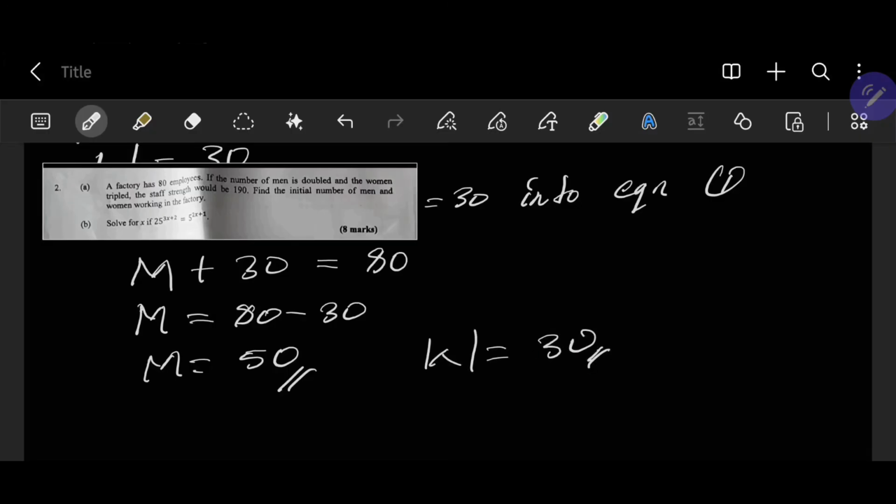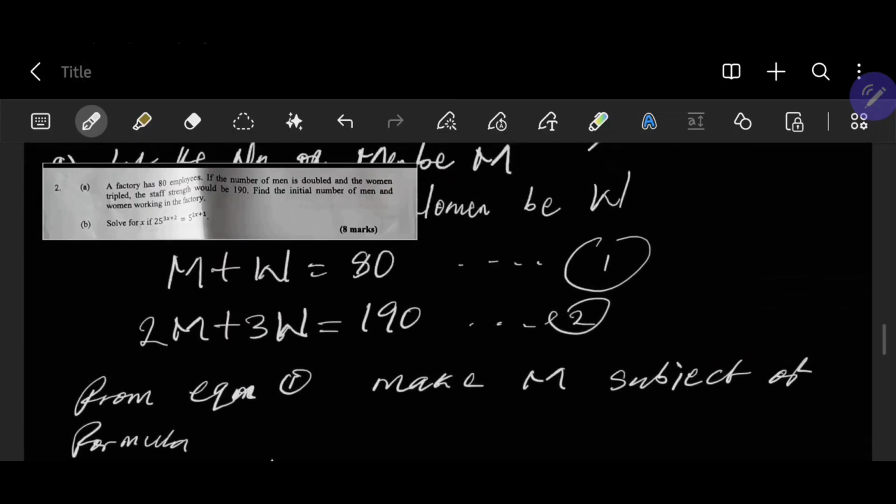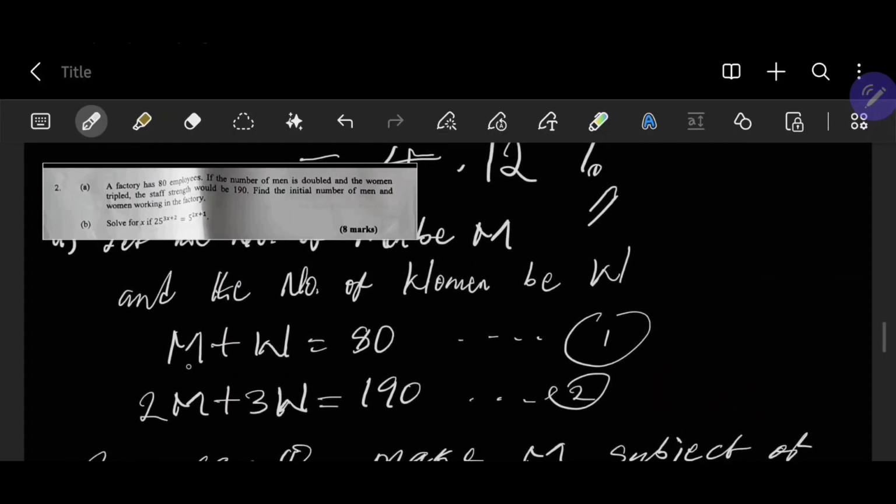To be sure this is the answer, you can also do a check. We're just going to do a quick check. We already know 50 plus 30 is equal to 80. 2 times 50 is 100, 3 times 30 is 90. 100 plus 90 is equal to 190.